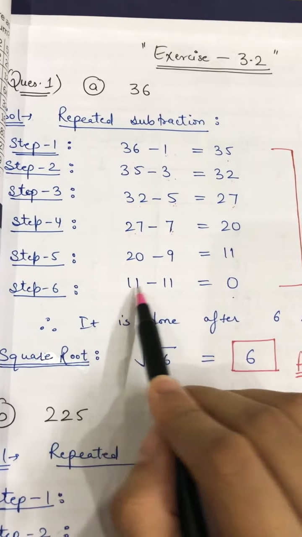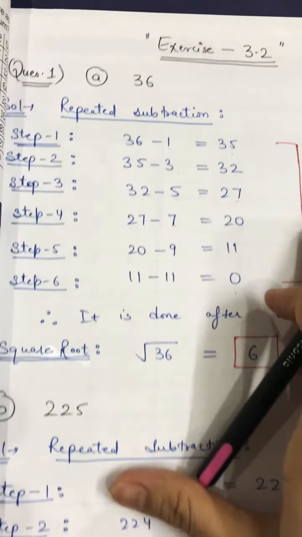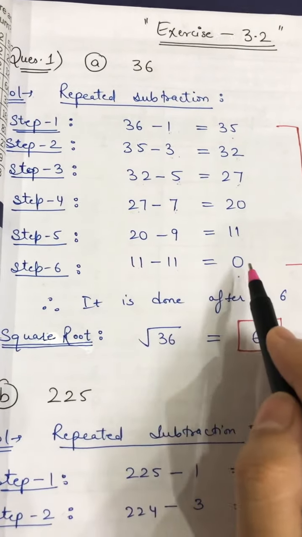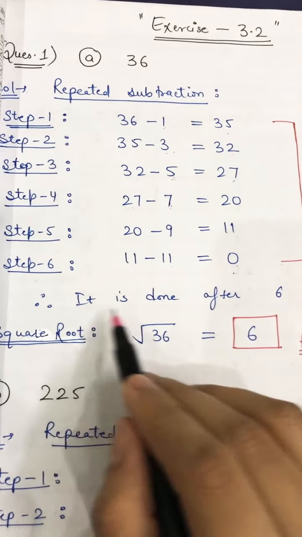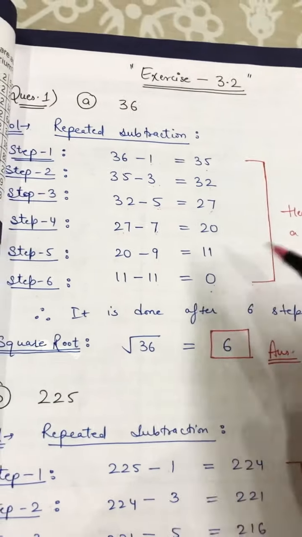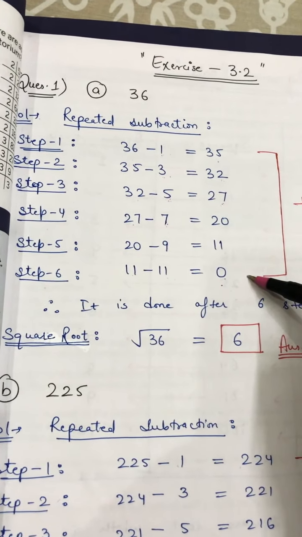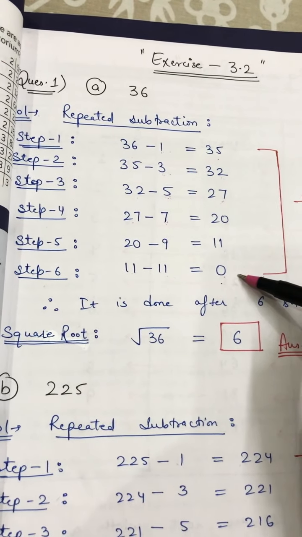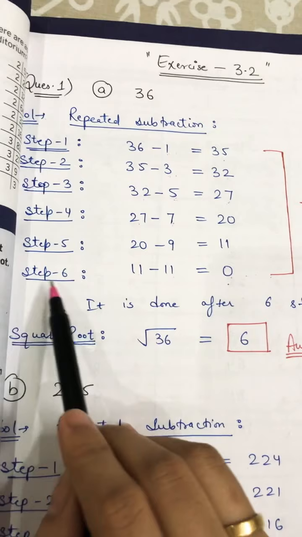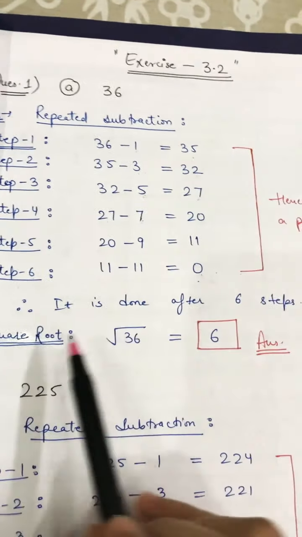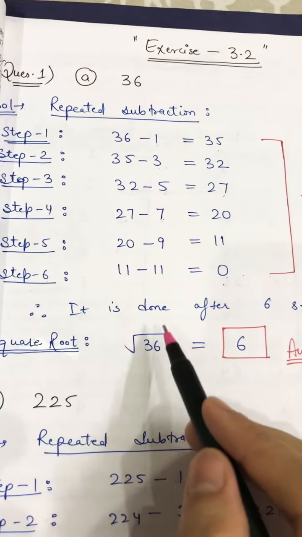11 you will write here. Now the next odd number after 9 will be 11. Okay, so 11 minus 11 is equal to 0. Now your answer is 0. So it is done after 6 steps. When you get the answer 0, see which is the last step. The last step is the 6th.